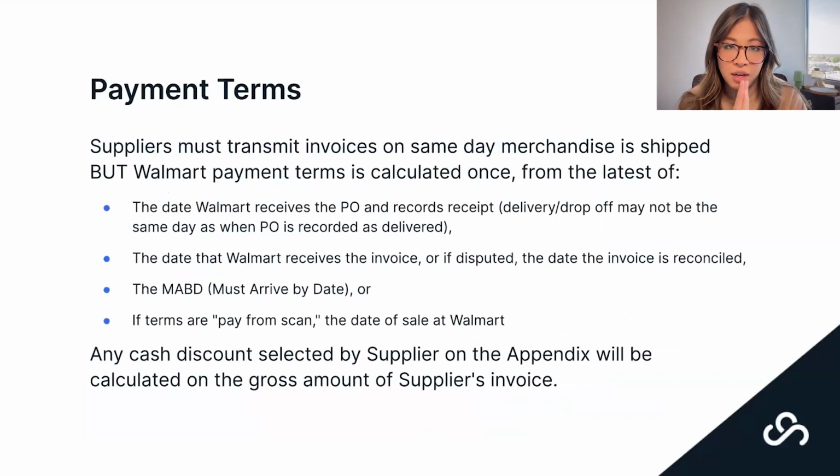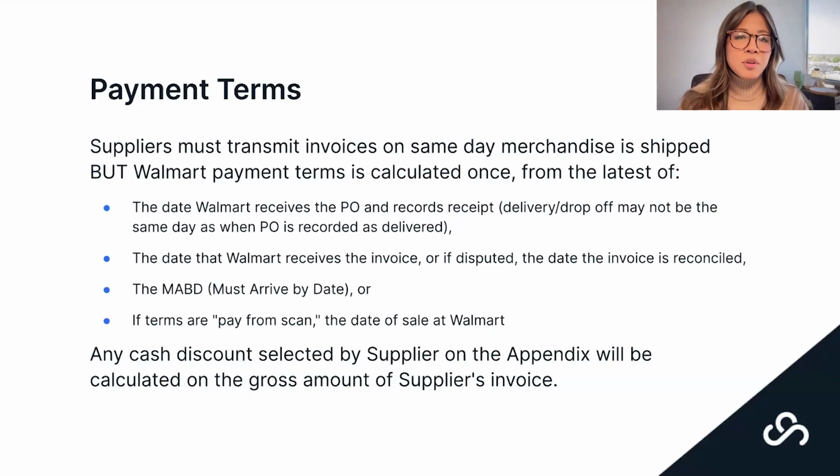So the first one that I want to dive into with you guys is payment terms. Essentially, in layman's terms, payment terms refer to how Walmart is going to pay you. Are they going to pay you within 30 days, 60 days, 90 days, 120 days, whatever it is? And are you going to give them a cash discount for paying you sooner? Those are all different types of terms that you can negotiate with your buyer.